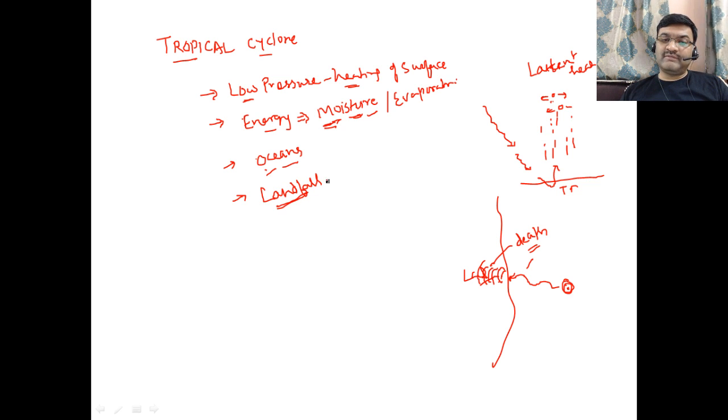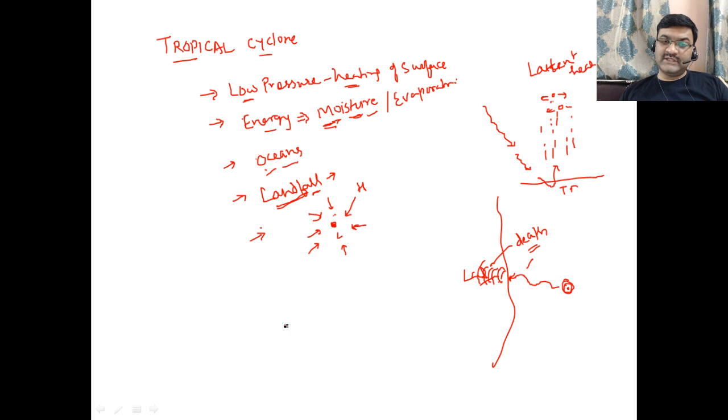What is the meaning of landfall? Not landslide. Landslide is a geomorphological phenomenon. When the cyclone hits the coast, it is known as a landfall, right? So next, the cyclone will consist of low pressure, and outside there is a high pressure. So high and low, because of which there will be continuous movement of the wind from high to low.